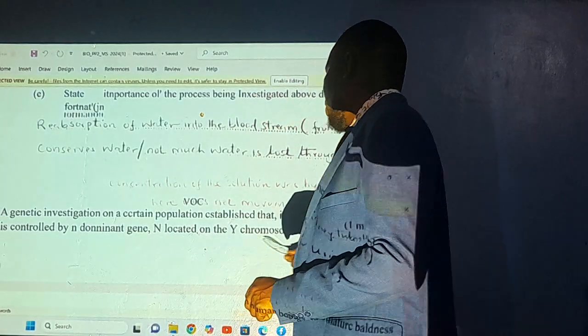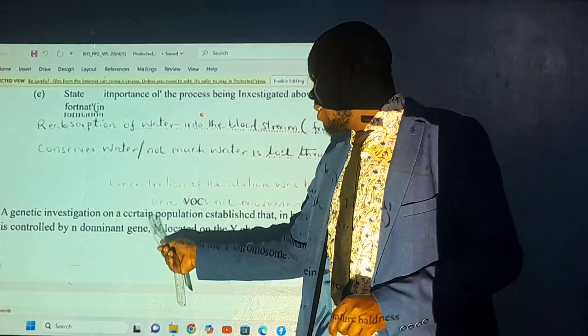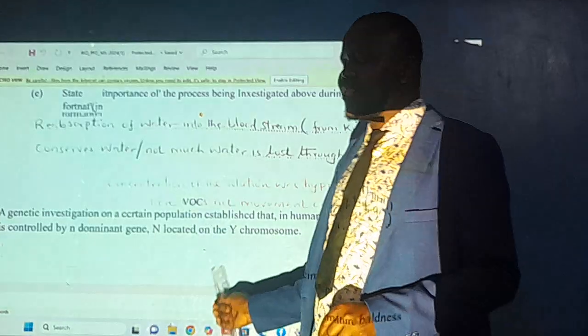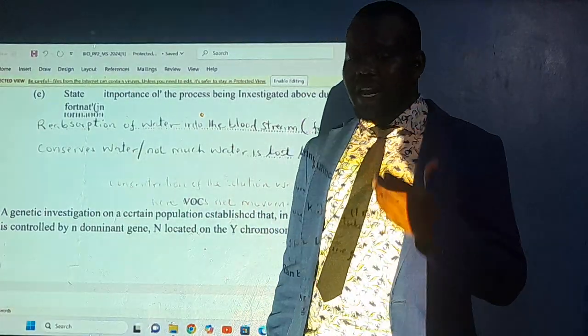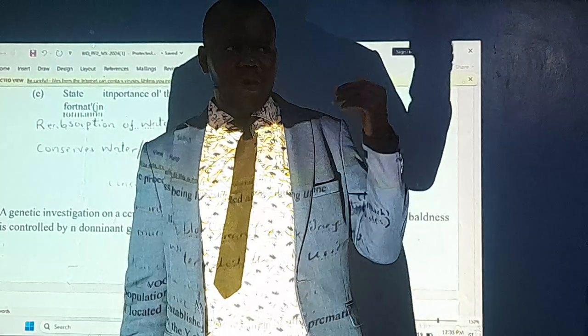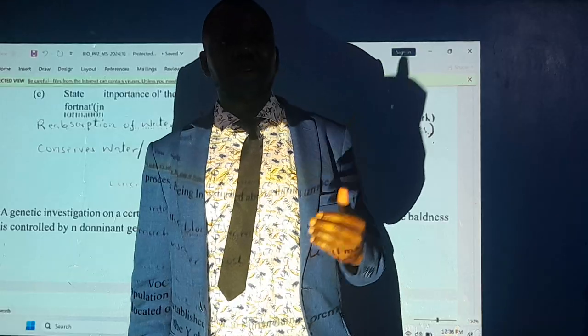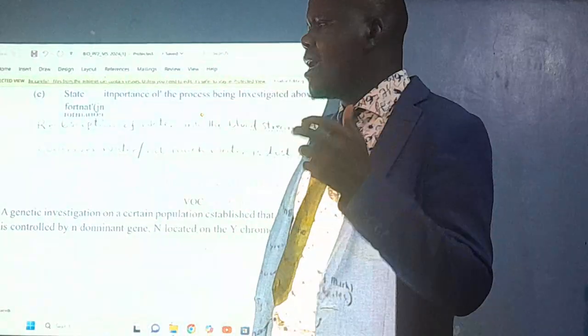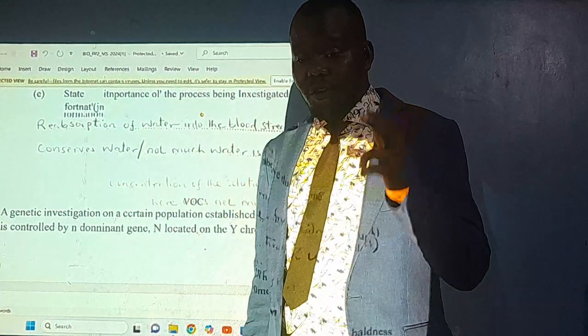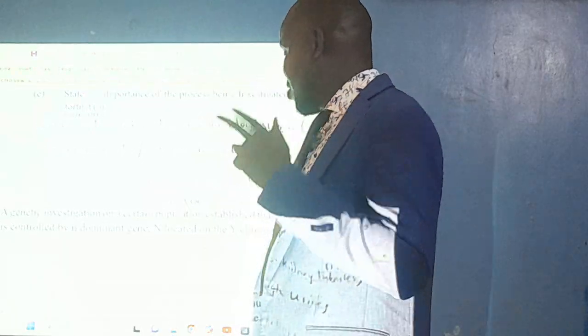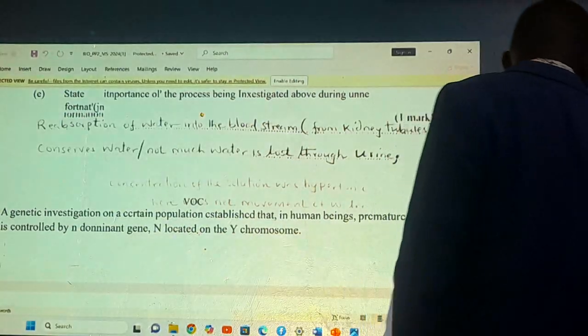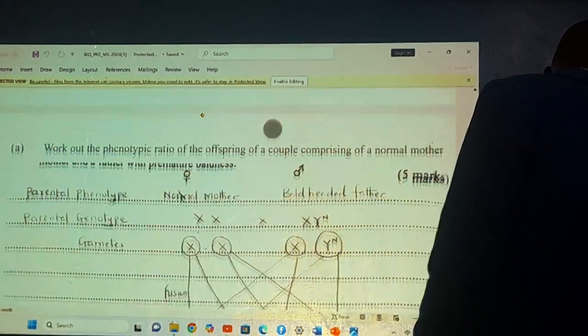N is located on the Y chromosome. In fact, they have summarized it for you. It's a clear indication that this is a sex-linked gene. So when you're doing your crossing, you should treat it as a sex-linked gene. And you're being told premature baldness is where? On the Y chromosome. So this is how we do our genetic cross now.